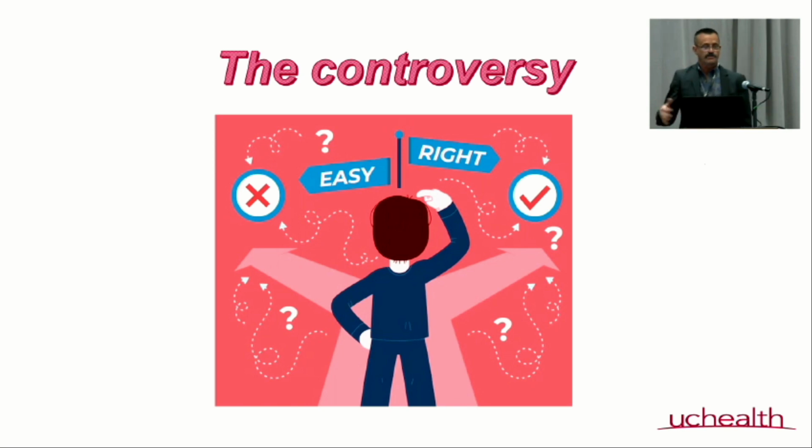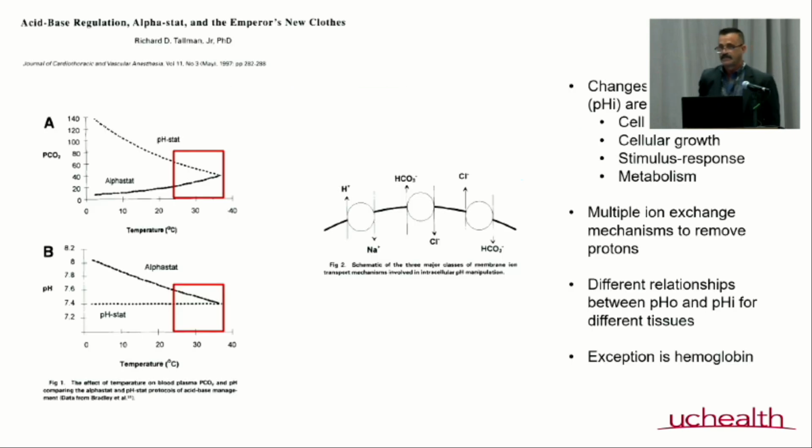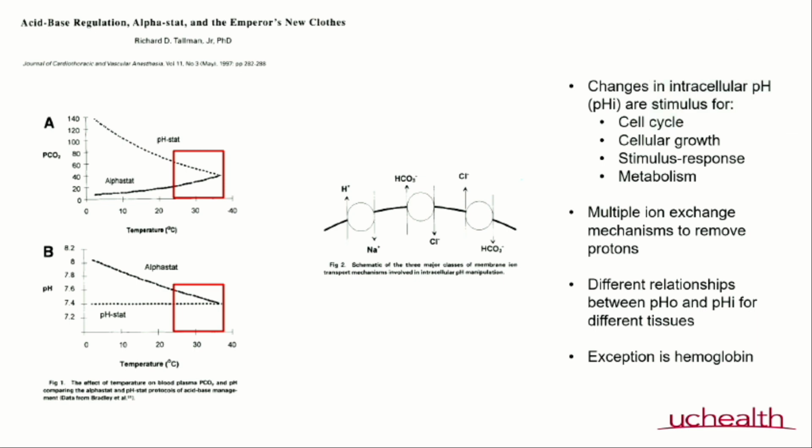So now the controversy is, what was the right thing to do? What was the easy thing to do? Let's get into some disruptors that happened in the 1990s. And the first disruptor paper was from Richard Tolman. We all know Richard Tolman as the founder of biomedical simulation and the Califia simulator, right?